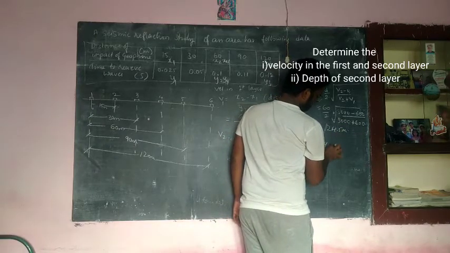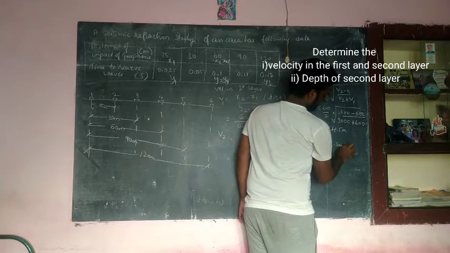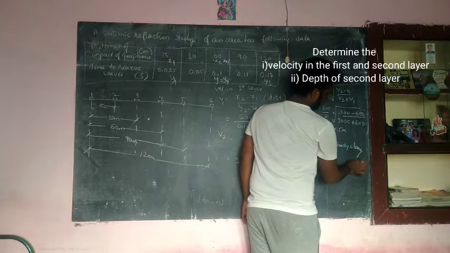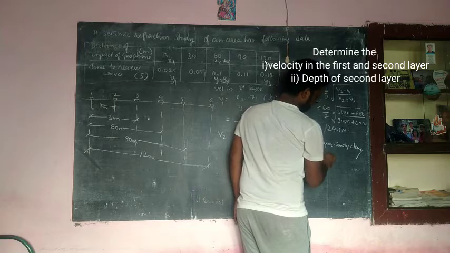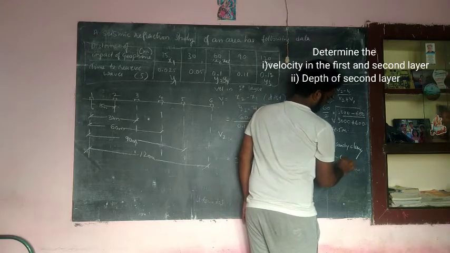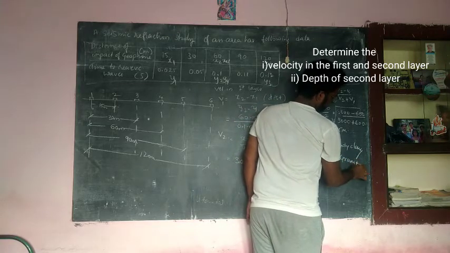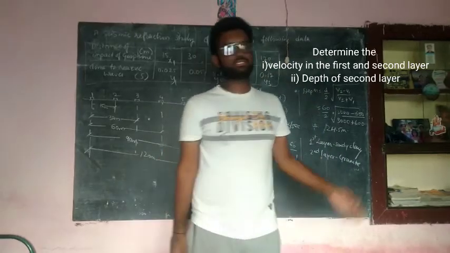The first layer is sandy clay and the second layer is granite. You have a table in your textbook, just go through that.